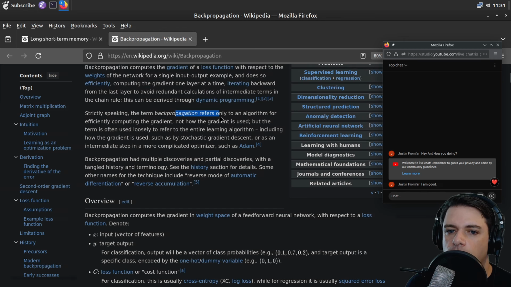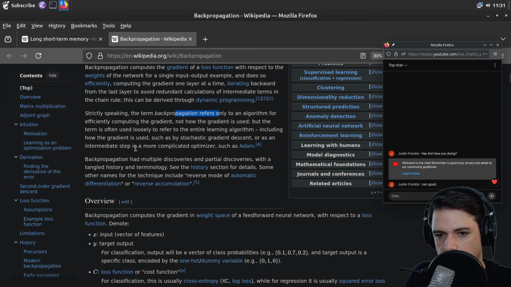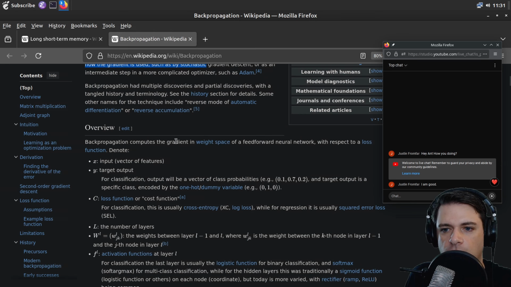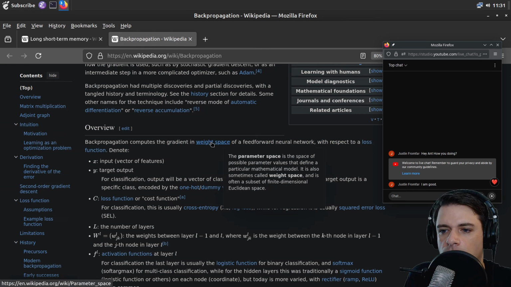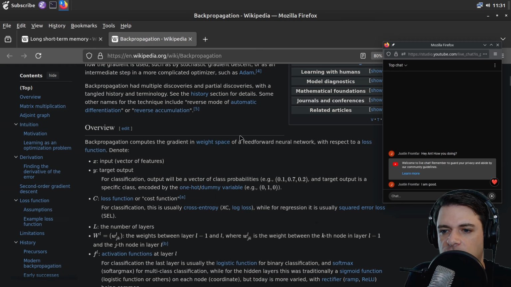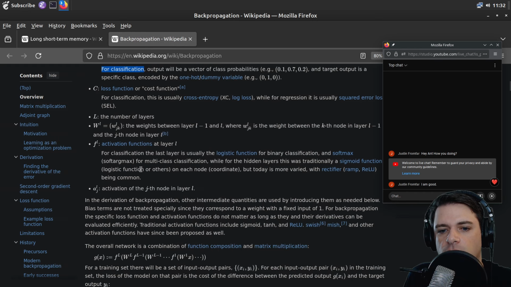Strictly speaking, the term backpropagation refers only to an algorithm for efficiently computing the gradient, not how the gradient is used. But the term is also used loosely to refer to the entire learning algorithm. Okay. So we compute a gradient in weight space of a feed-forward neural network with respect to a loss function. Weight space is just the same as parameter space. Feed-forward means that we don't have feedback, right? And then we have an input, output, target, loss function, etc.